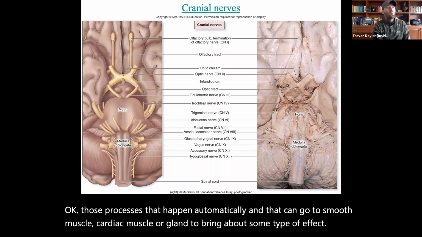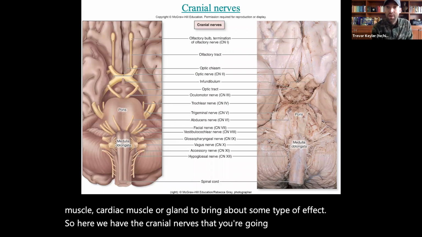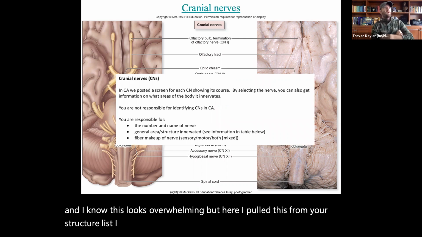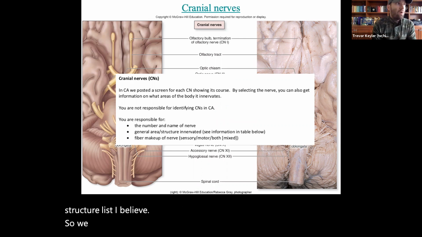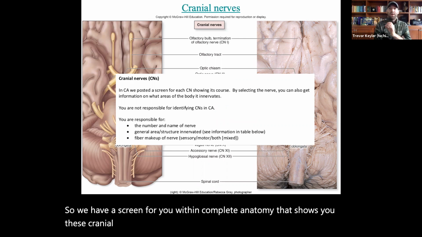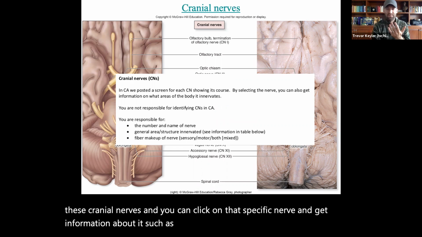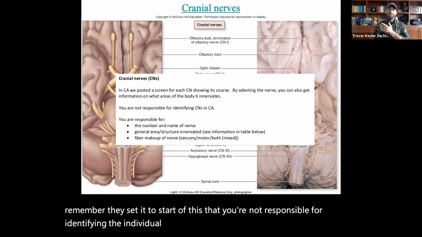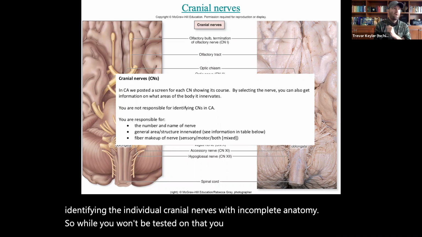So here we have the cranial nerves that you're going to be responsible for, okay? And I know this looks overwhelming, but I pulled this from your structure list, I believe. So we have a screen for you with Complete Anatomy that shows you these cranial nerves, okay? And you can click on that specific nerve and get information about it, such as what it innervates, for example. But remember, I said at the start of this that you're not responsible for identifying the individual cranial nerves within Complete Anatomy. So while you won't be tested on that, you are responsible for knowing the number.